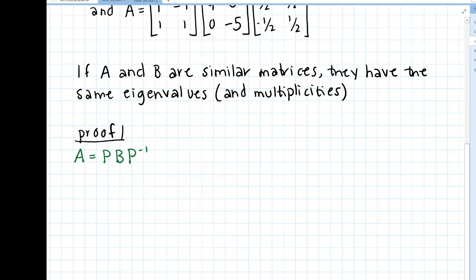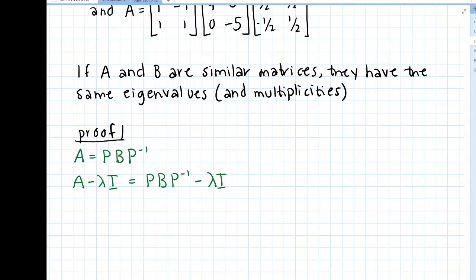eigenvalues. Okay, so we're going to start with this equation, and we're going to start by just subtracting lambda times the identity from both sides, which you're allowed to do, right? Just like with regular equations, with matrix equations, you can always subtract the same matrix from both sides.